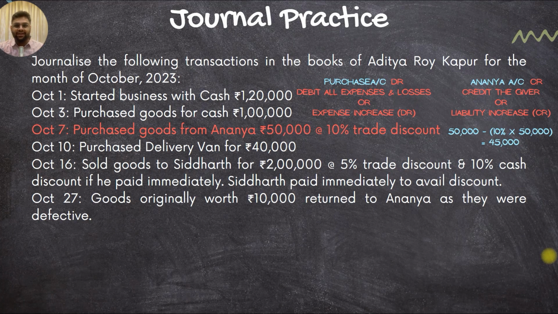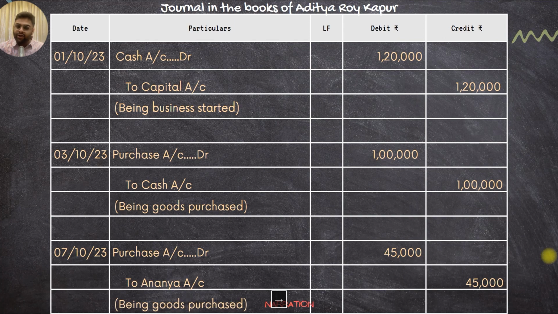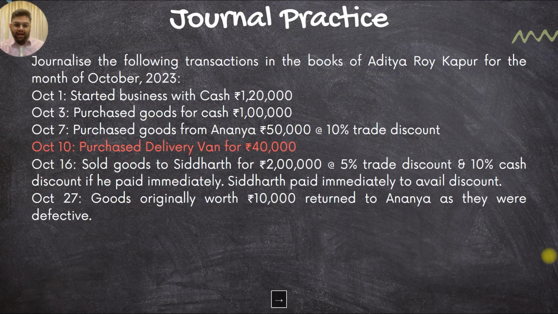Trade discount will not be shown, but it will have an effect on the amount. Always remember this. So in the journal entry we first write the date, 7th October 23. Then in the particulars column, the debit effect and credit effect. Purchase account debit to Ananya account, 45,000 each. Narration: being goods purchased.